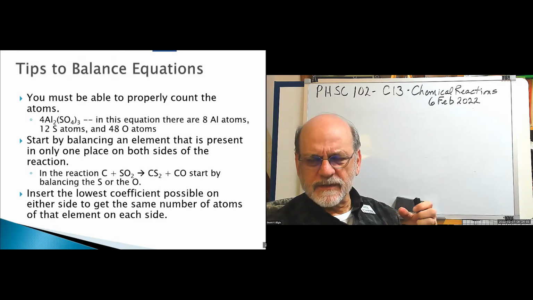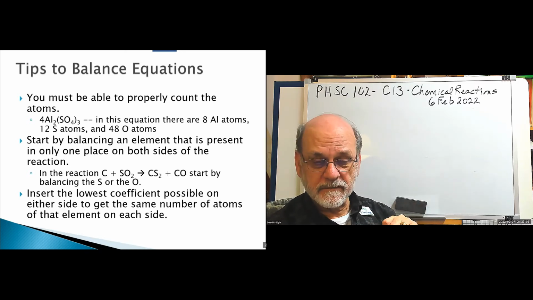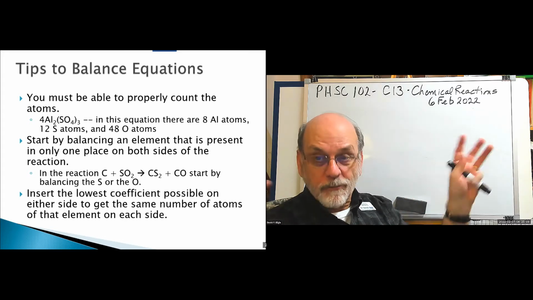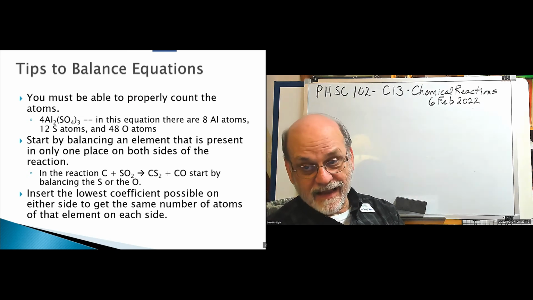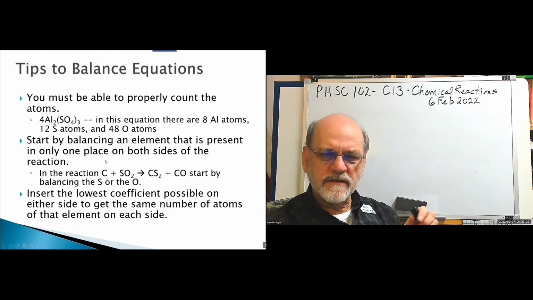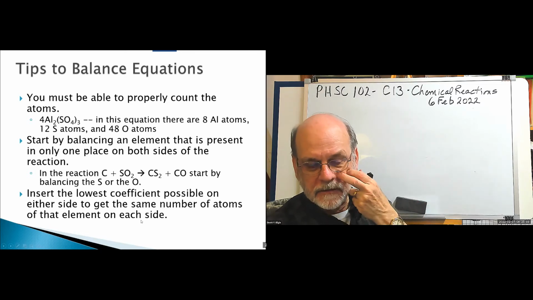Okay, these are some other tips. Let me see if they're any different from the ones I've already given you. Right, you got to count the atoms or groups, as the case may be. Sometimes reactants occur where the polyatomic is busted apart. In that case, you got to go to individual elements, individual atoms, and balance that way. They tell you to start with balancing an element that's present in only one place on both sides of the reaction. Okay, I'll do that.